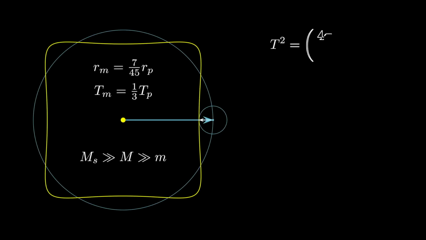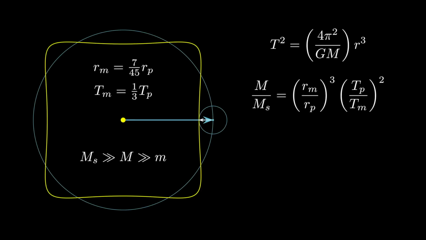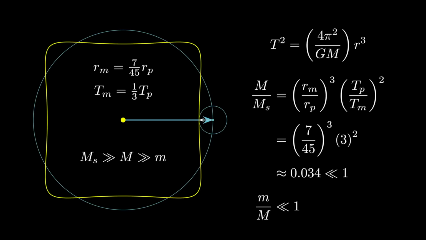Using Kepler's third law, once for the star-planet subsystem and again for the planet-moon subsystem, we can determine an expression for the ratio of the planet's mass to the star's mass. Substituting in the Moon's orbital parameters, we see that the planet's mass is indeed much smaller than the mass of the star. Furthermore, the Moon's orbital parameters depend only on the mass of the planet, so we are free to choose the Moon's mass to be much smaller than the planet's mass.